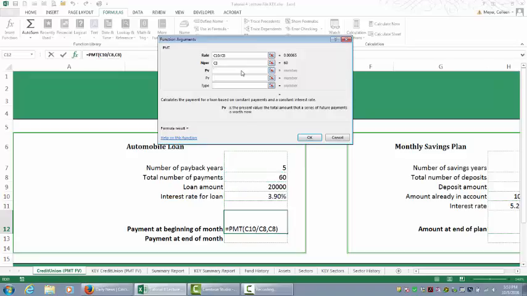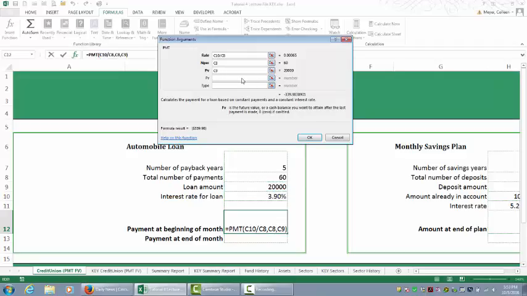Now we're going to move to the third argument, which is the present value, and that really is how much do we owe on this loan right now. So we're going to go ahead and click on the loan amount, and you can see already you have the value listed, or the answer in this case is how much we would have to pay monthly on this loan of $20,000 at an annual rate of 3.9% for 5 years, which is going to be 60 months.